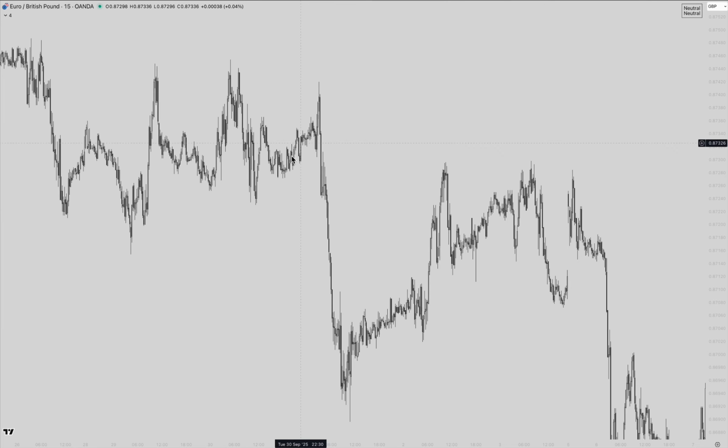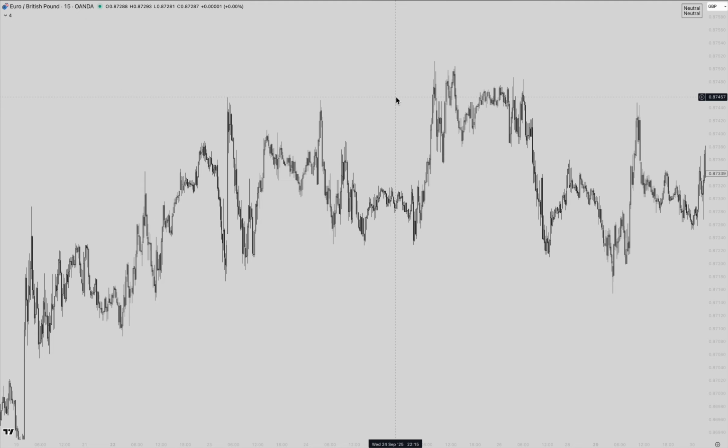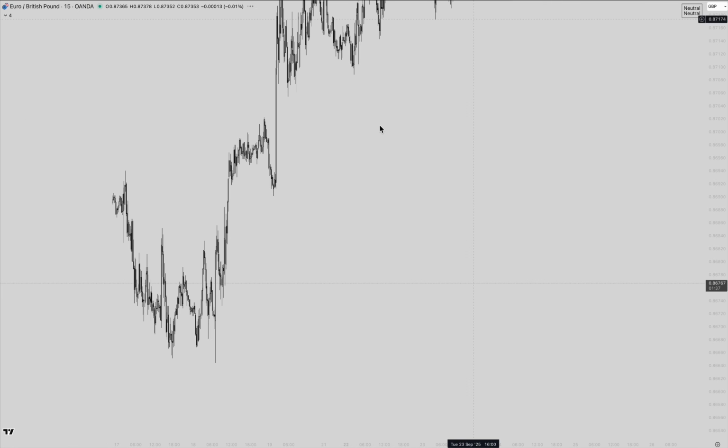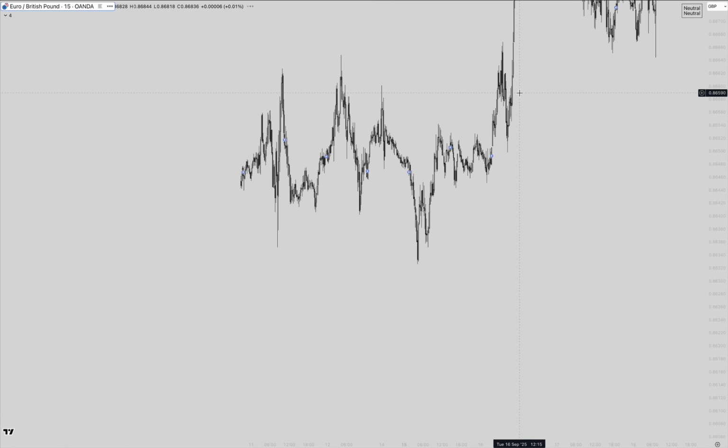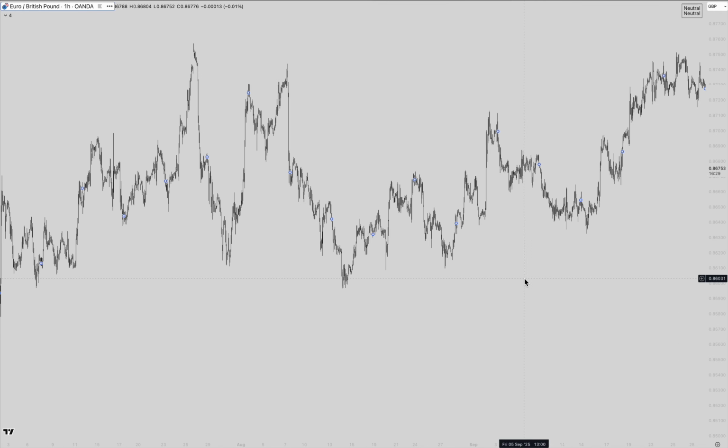As you can see, we have consolidation right here, an immediate breakout to the downside. We have consolidation, breakout to the downside, consolidation, breakout to the downside. So really all you're paying attention to on something like Euro GBP is where the consolidation is, why it's consolidating, and which way it's going to break out next. So even going to something like the hour time frame, you can very clearly see the trends.